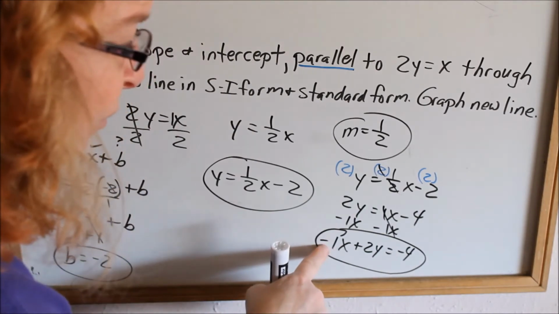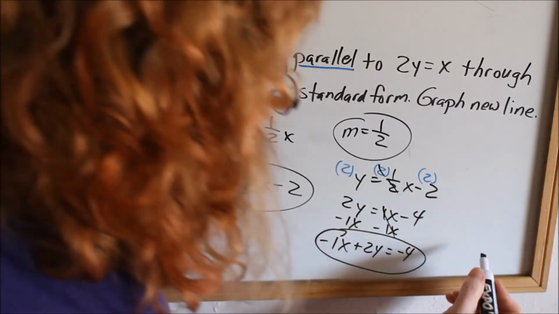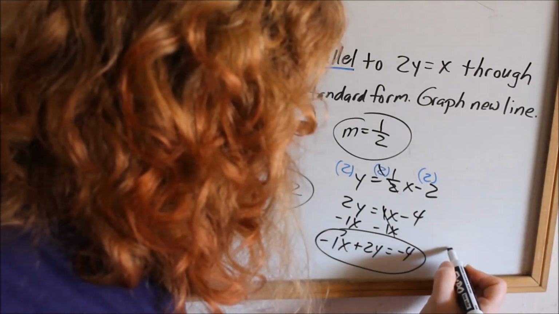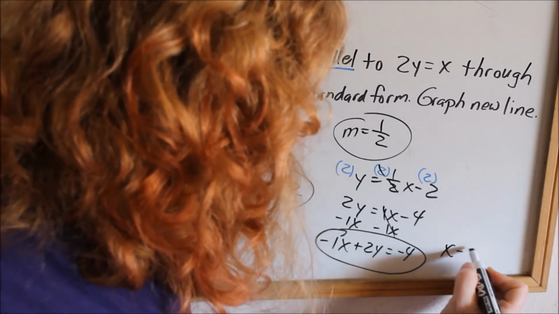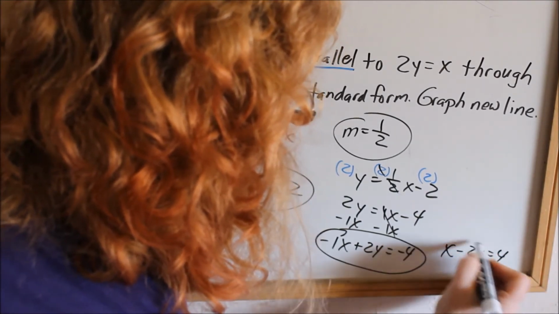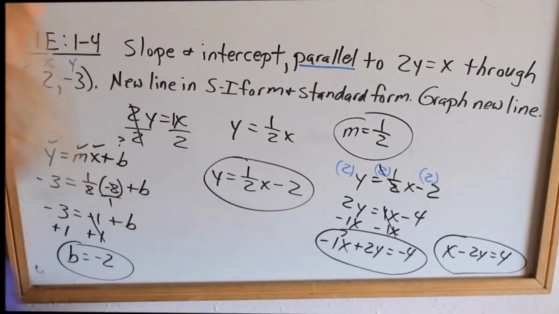If you don't like the negative in front, then you can multiply everything by -1 and just change the sign of everything. So it would then become x minus 2y equals 4. So either one of those equations is acceptable.